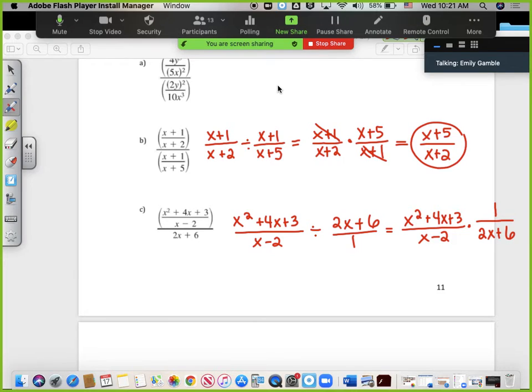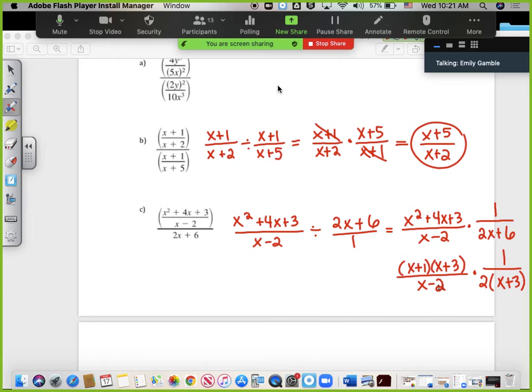Now, if we are going to multiply this and simplify, we would first want to factor everything so that it's in factored form, knowing that when things are in factored form, you can simplify them if you have the same thing on the top as you do on the bottom. Thankfully, all of the things can be factored pretty quickly and easily. X squared plus 4x plus 3. What multiplies to be 3 and adds to be 4? Well, that would be x plus 1 times x plus 3. Since 1 times 3 is 3 and 1 plus 3 is 4. X minus 2 is already factored. And 2x plus 6, all I can do is take a factor of 2 out, and I'm left with x plus 3.